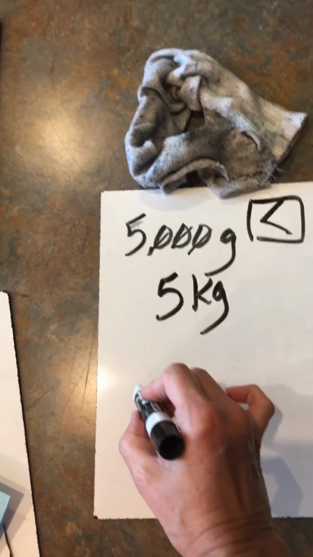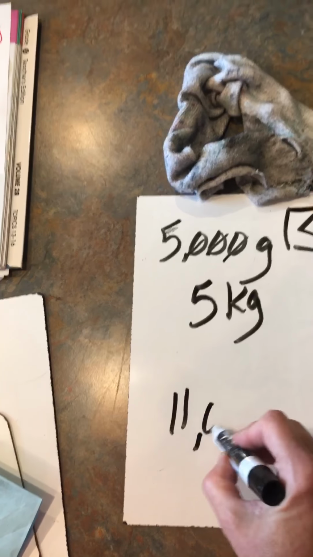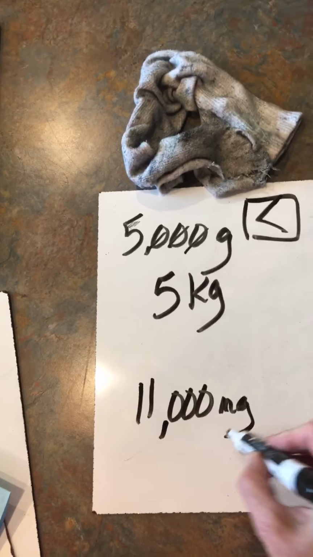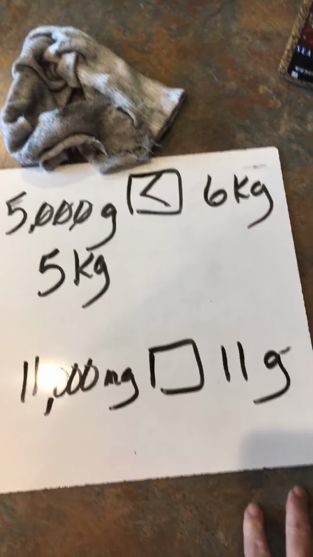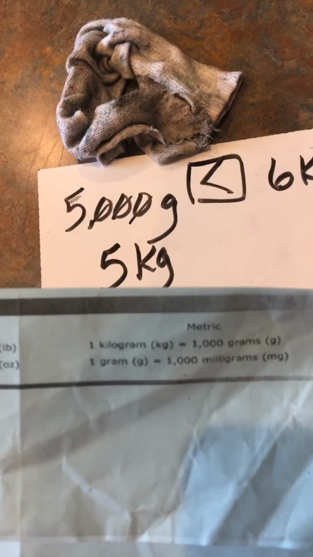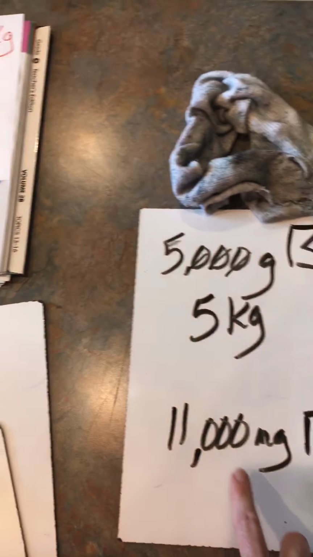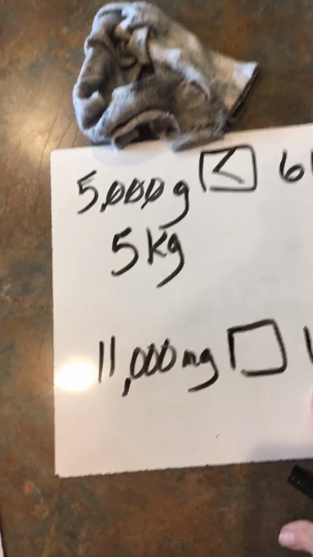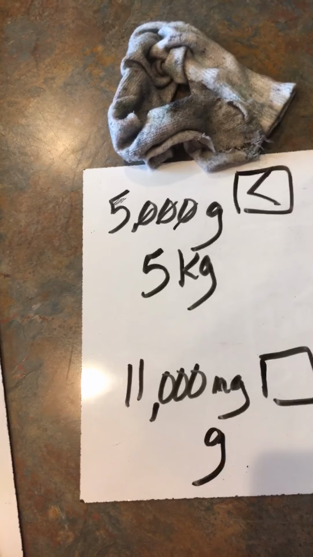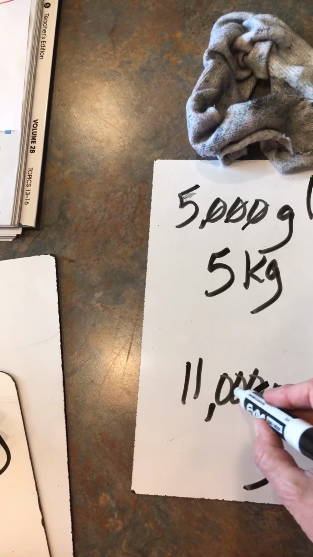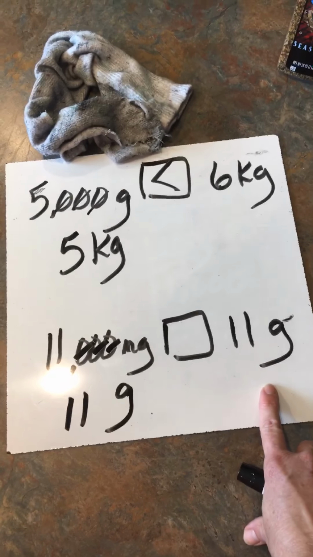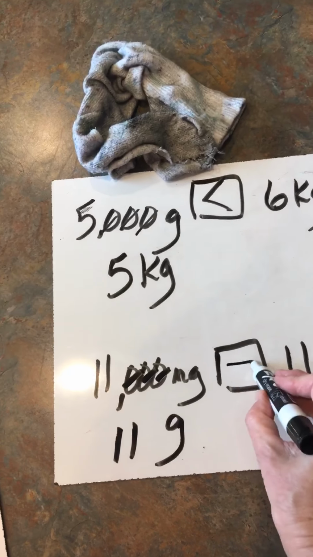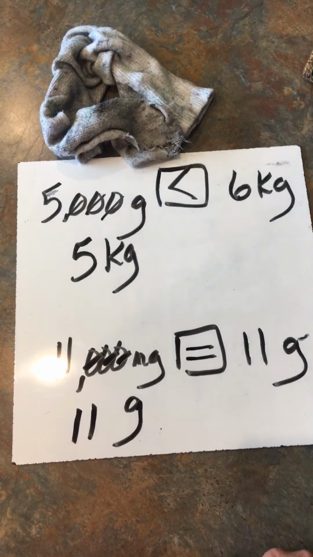If I have 11,000 milligrams, and I want to compare that to 11 grams. I know on my measurement chart it takes 1,000 milligrams to make 1 gram. So if I'm changing this to grams, I'm dividing by 1,000. 1, 2, 3. That's the same as 11 grams, and that's the same as 11 grams. So those measurements would come out equal.